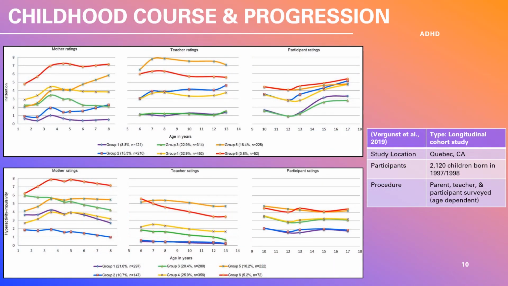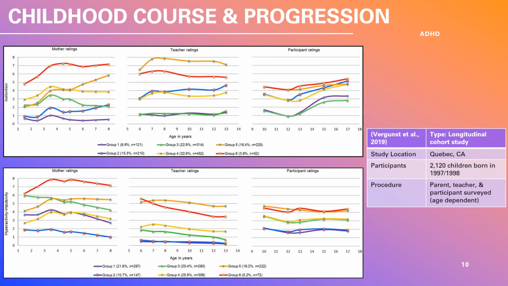A 2019 study by Ragunst seeks to identify the course and prevalence of ADHD symptoms from infancy to adolescence. This longitudinal cohort followed 1,374 children born in 1997 and 1998. It relies on symptom ratings from mothers for participants ages 1.5 to 8 years old, teachers from ages 6 to 13, and self-report for ages 10 to 17. For control purposes, all participants were divided into 6 risk-related factor groups, with Group 1 having the fewest risks and Group 6 having the most.